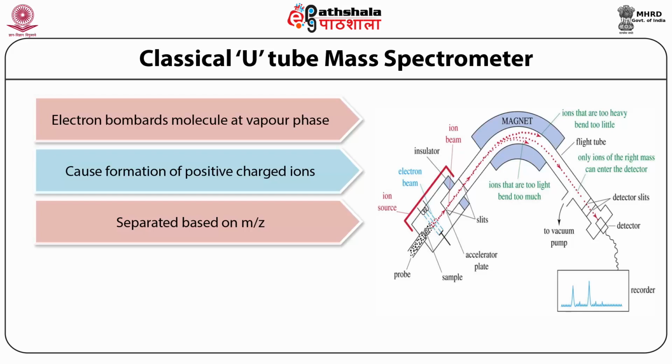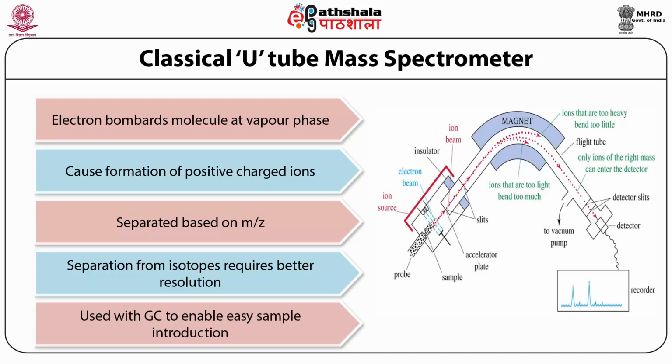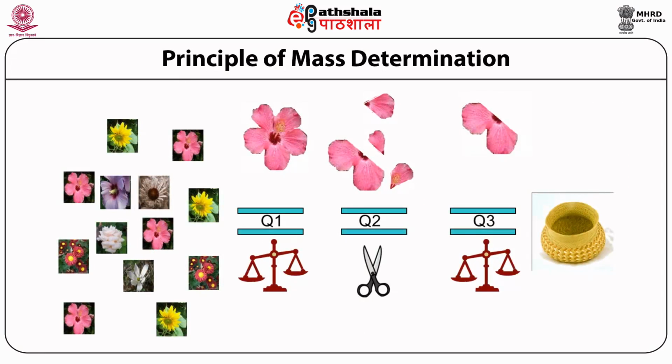So this is the way this classical U-tube mass spectrometer has been used for finding the mass of compounds based upon the mass to charge ratio. But this was used for separation of isotopes and for identification of molecules which are in a gaseous state. Here, let me try to explain what this triple quadrupole mass spectrometer is.